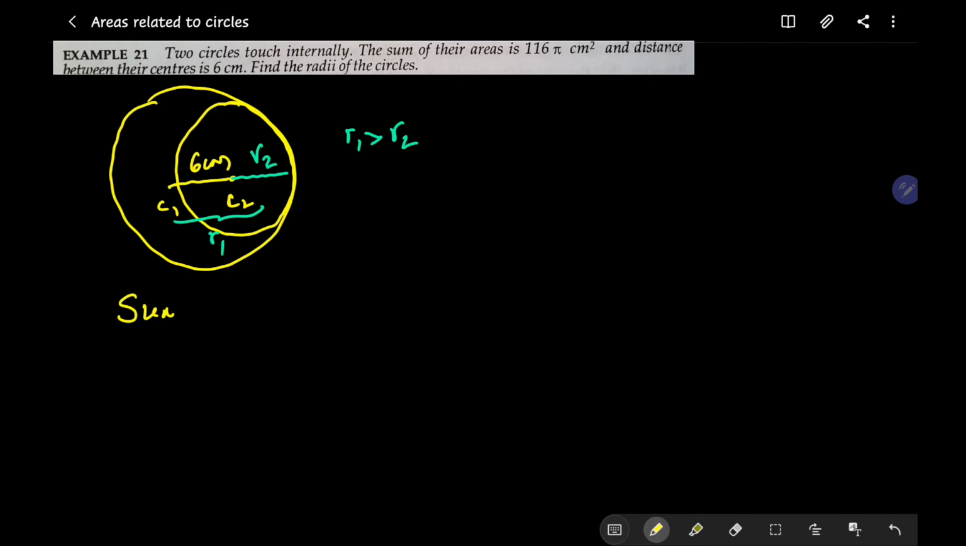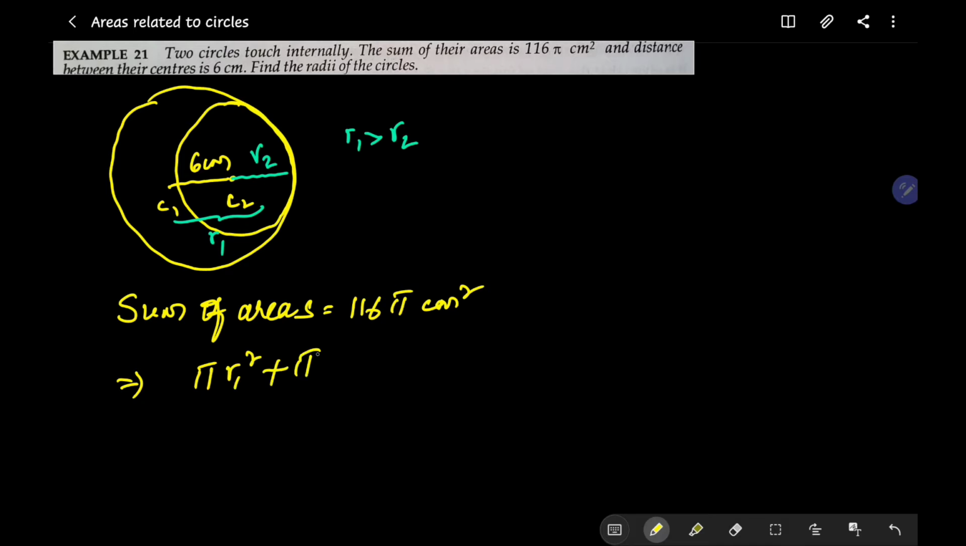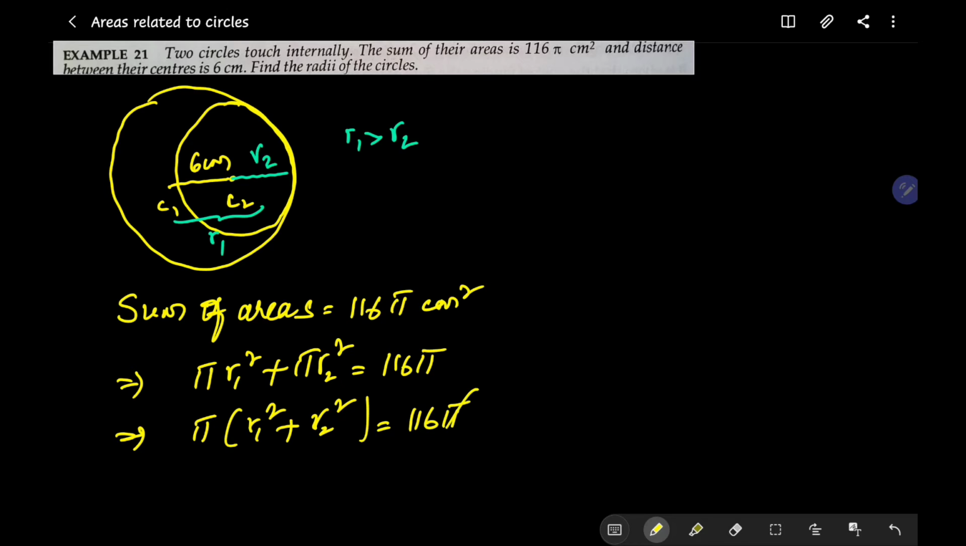Let us take a problem on the circles which touch internally. The sum of the areas is given as 116 pi centimeter square, which means that pi r1 square plus pi r2 square equals 116 pi. Pi can be cancelled out on both sides, then we get r1 square plus r2 square equal to 116. You can take it as equation number 1.